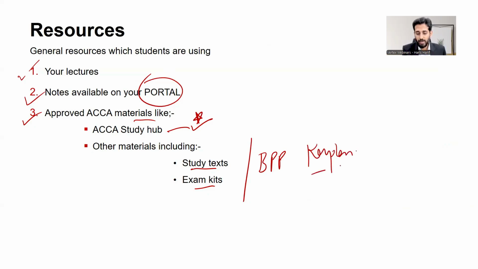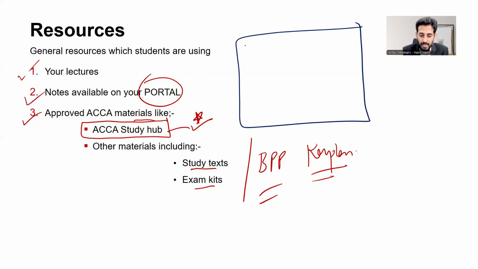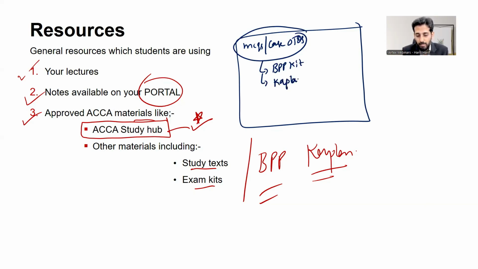Now, shall I make it very simple and clear cut? Okay. ACCA Study Hub, you should not discount. This is a very important point. If I can say that MCQs and case OTQs should be covered from all: from the BPP kit, from the Kaplan kit, from the ACCA Study Hub.